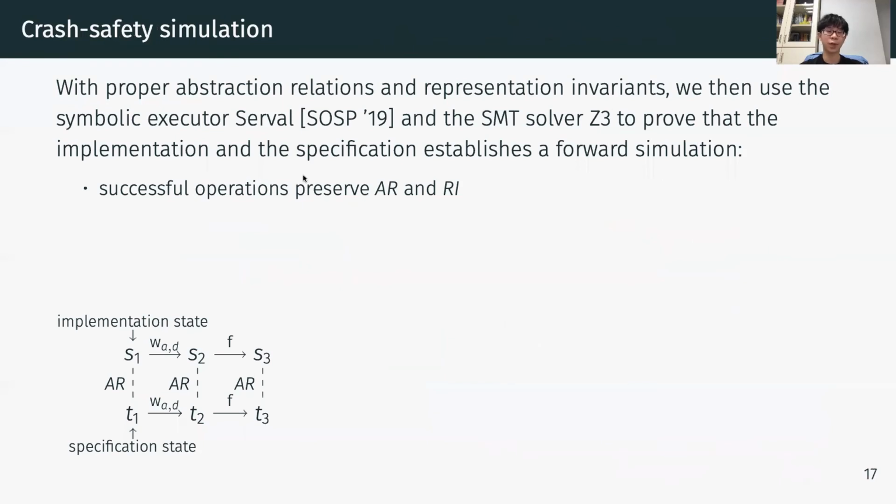With proper abstraction relation and representation invariant, we then use the symbolic executor Serval and the SMT solver Z3 to prove that the implementation and the specification establish a forward simulation. More specifically, we prove that in the absence of crashes, every operation should preserve the abstraction relation AR and the representation invariant RI.